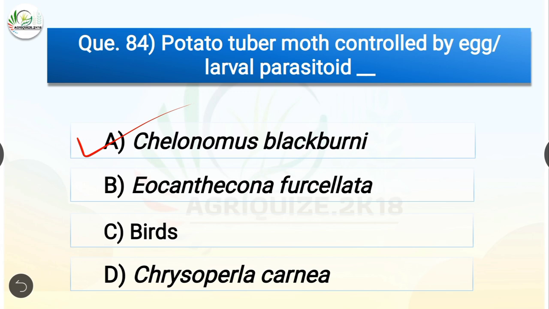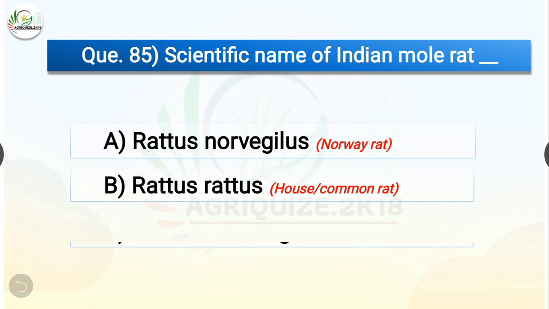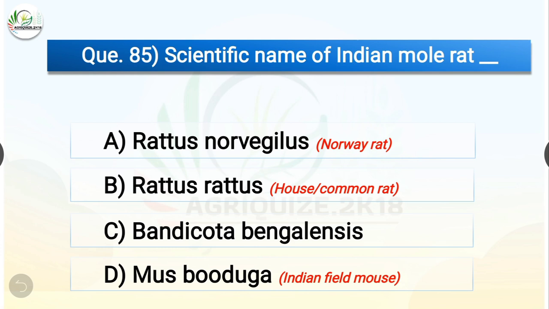Question number 85. Scientific name of Indian mole rat is dash. The options are Rattus norvegicus, Rattus rattus, Bandicota bengalensis or Mus booduga. The correct answer is option C, Bandicota bengalensis. So scientific name of Indian mole rat is Bandicota bengalensis, whereas for Norway rat it is Rattus norvegicus, for house or common rat it is Rattus rattus, and for Indian field mouse it is Mus booduga.